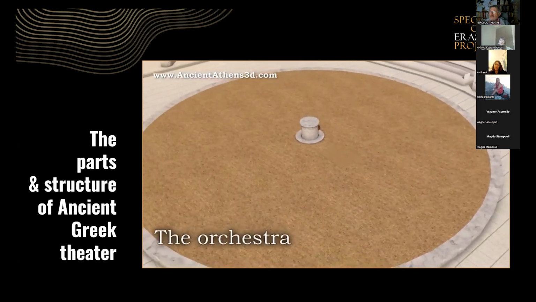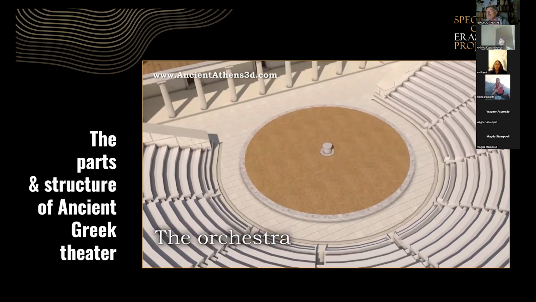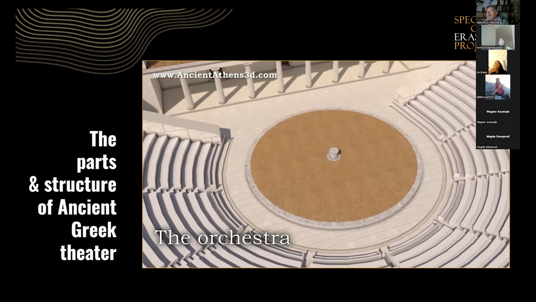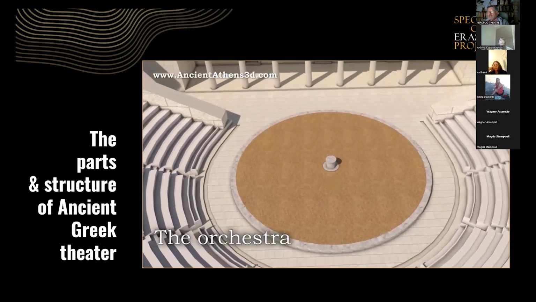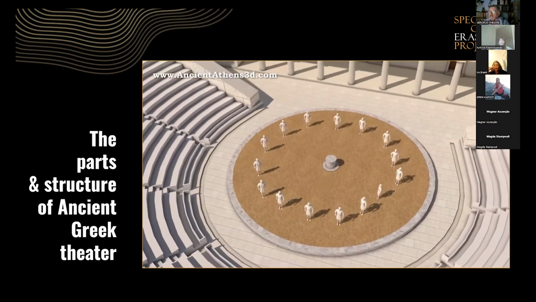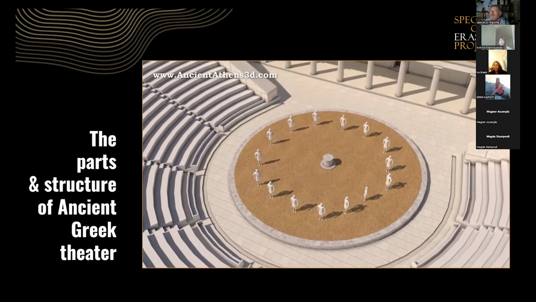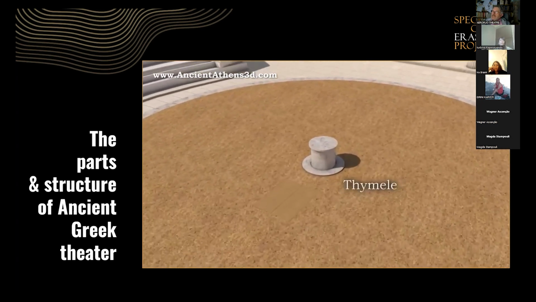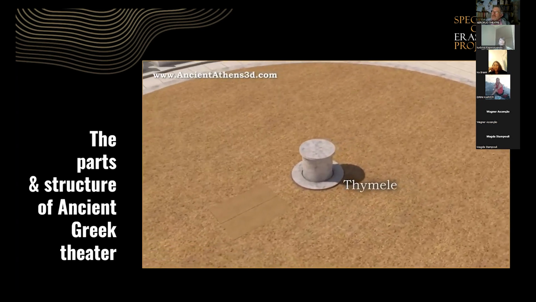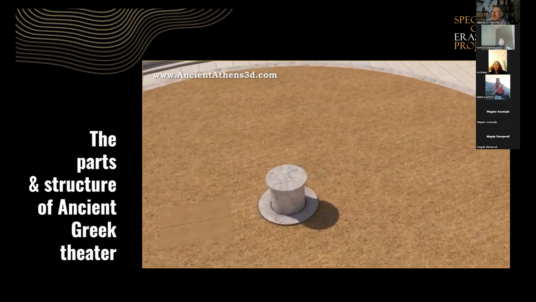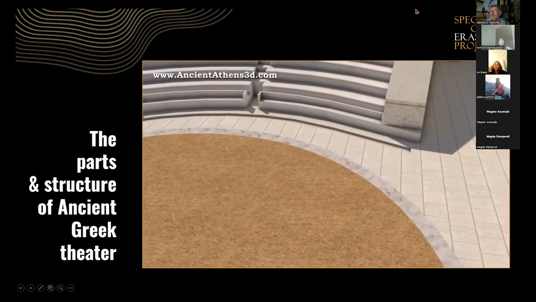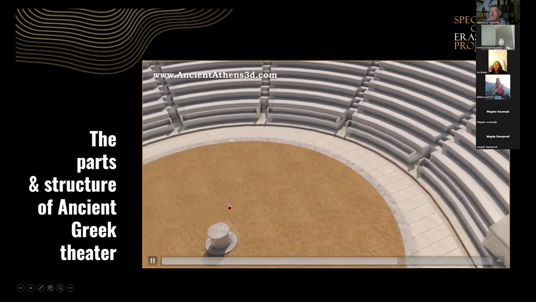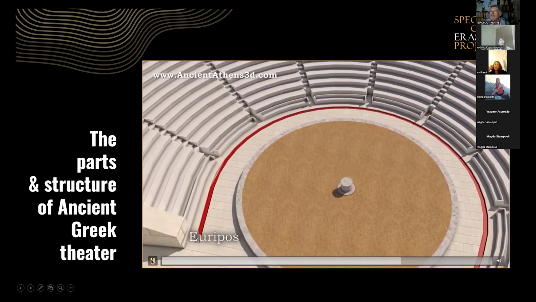The orchestra was the circular space in the middle of the theatre. The name comes from the Greek verb which means to dance, and was the place where the chorus of the performances stood. In the center of the orchestra, there was an altar called thymele, dedicated to Dionysus, who was the patron god of the theatre. Around the orchestra, there was a water drainage trench which was called Euripus.